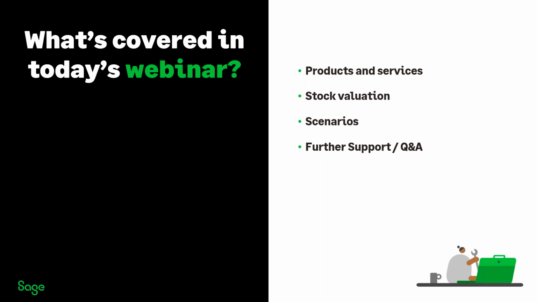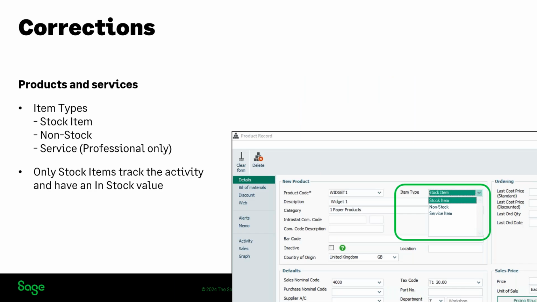Right, so let's get started with chatting a little bit about, first of all, products and services. So worth understanding, just setting the scene a little bit before we get into corrections. As far as products and services are concerned, when you set up your records, you're either going to have 2 types available to you: stock item, non-stock, or if you're on the professional level of the software, you'll also have a service item available to you as well.